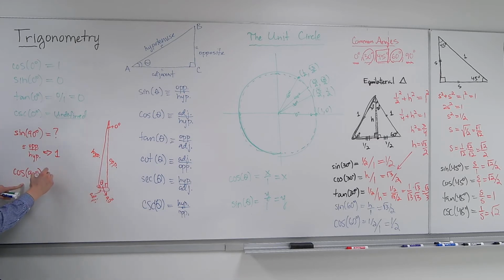So it's going to be adjacent over hypotenuse. But hypotenuse is something, right? It's like the longest side. Adjacent is going to 0. So it's going to equal 0 over whatever it is over hypotenuse. So it's 0. And then let's check.